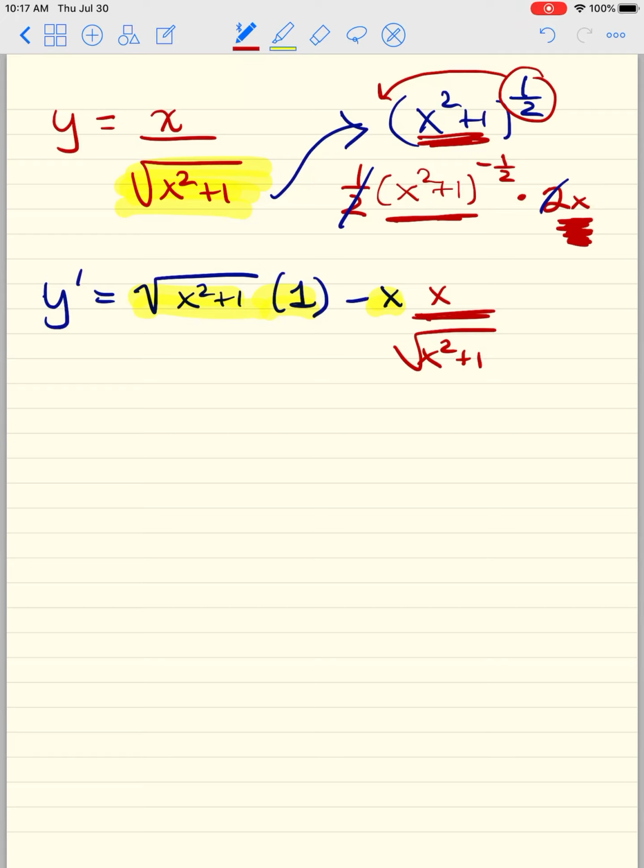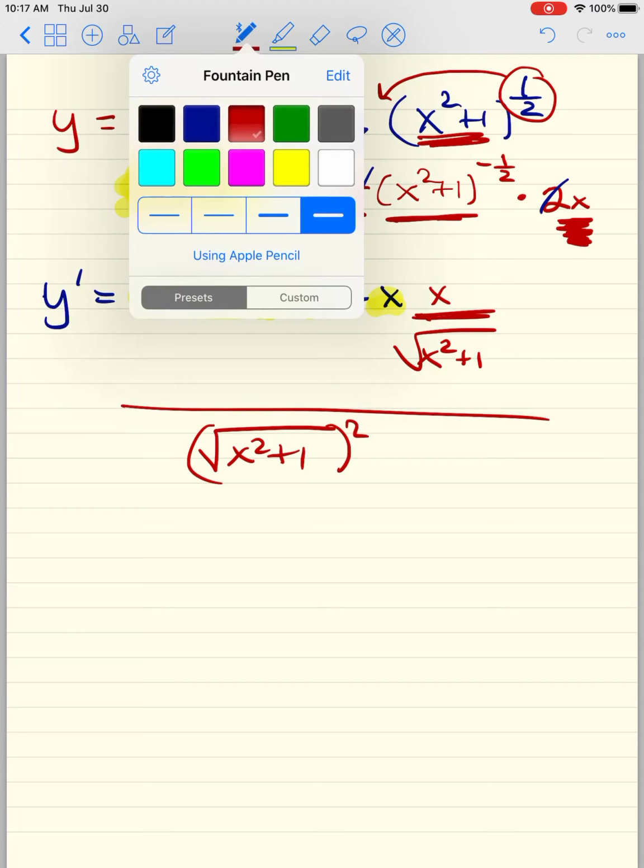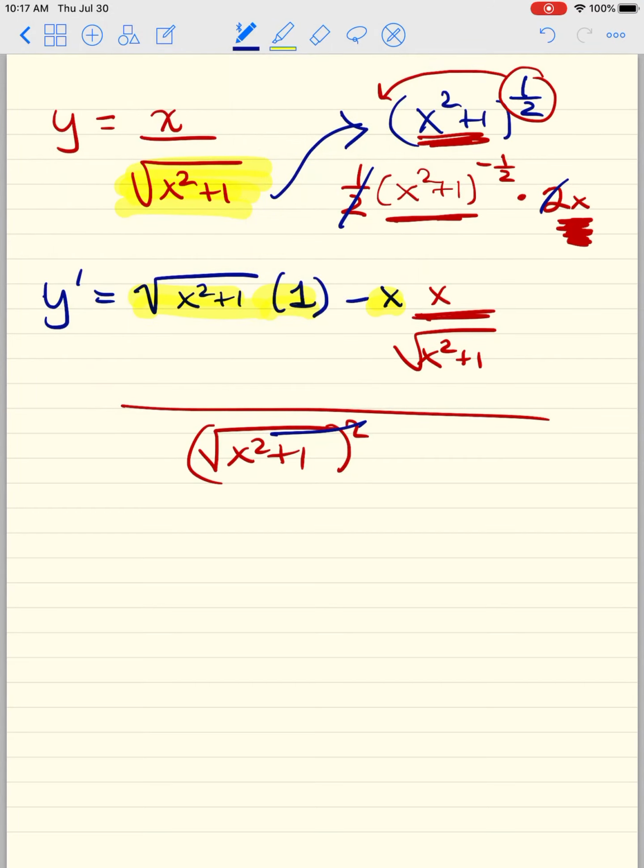So I kept the bottom, derivative of the top, minus keep the top, derivative of the bottom, all over the bottom squared. Well, if you remember, squares and square roots cancel each other out. So this guy right there cancels out. So how do I clean up the top? And should I clean up the top? Absolutely. The top gets cleaned up by finding a common denominator. The common denominator is x squared plus 1 square rooted.